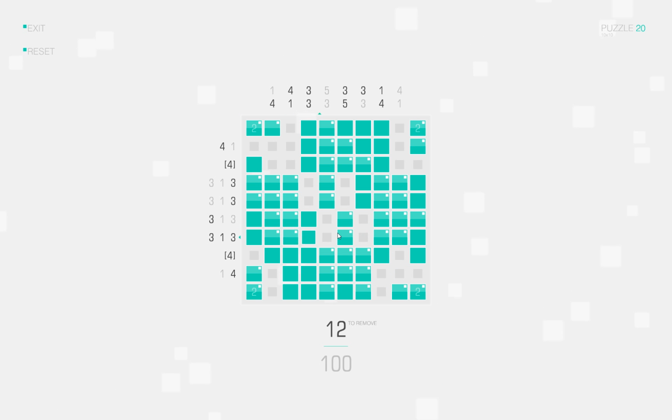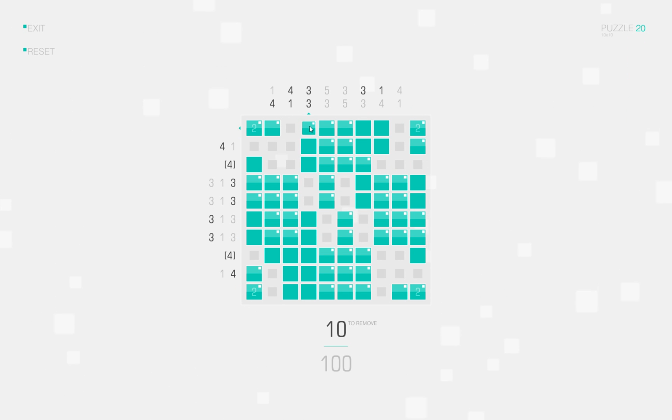Here we need 3, 1, 3. We have our 3 here. Here in this column we need 1 and 4. We have our 4. So there can be nothing after that. And the 4 has to be disconnected from the rest, so we disconnect it there, and the 1 has to be up there somewhere. 3 and 5, we have our 3 here. We have our 5 here.